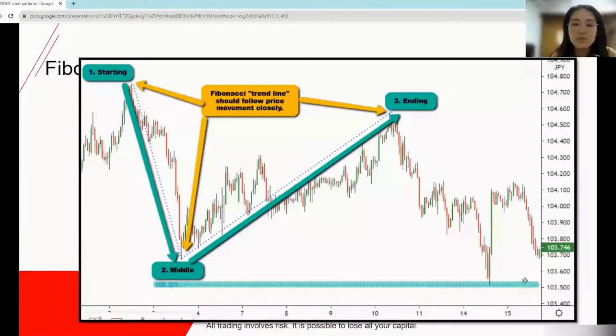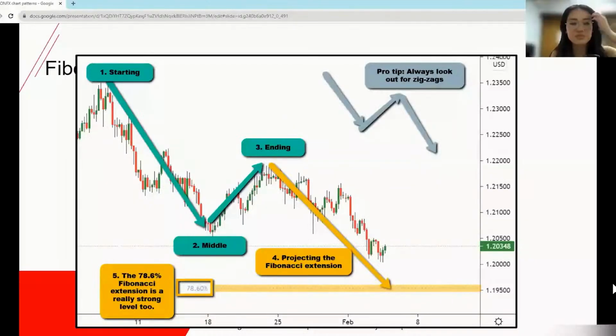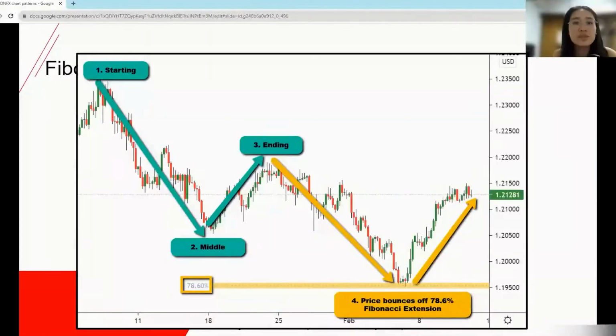Okay, another example. We have a very obvious zigzag or lightning bolt shape over here. So you want to take note of the Fibonacci trend line following the market structure closely. And also we have the 78.6% Fibonacci extension. Because our expansion and our projection use the same shape, more often than not, you can use both together and find confluence areas. Okay, so you can see price really bounced off of our 78.6.